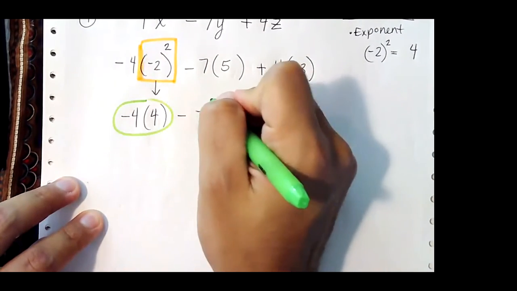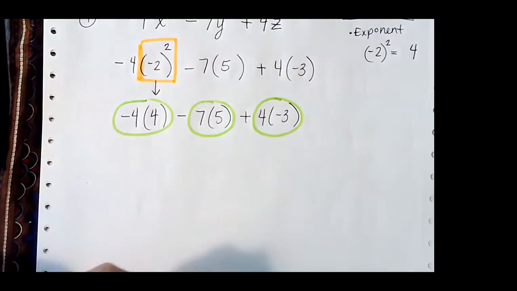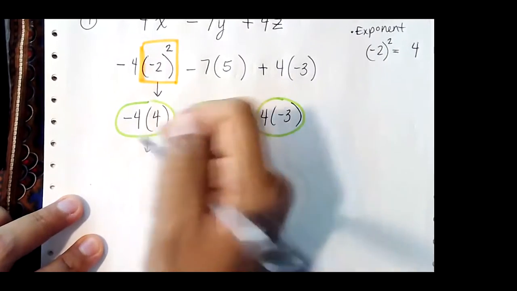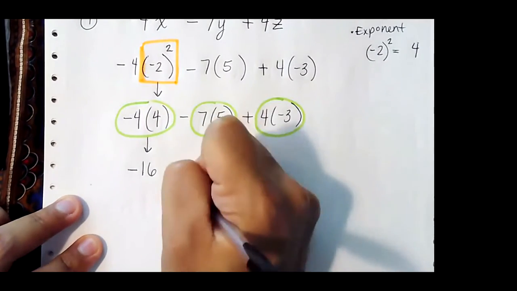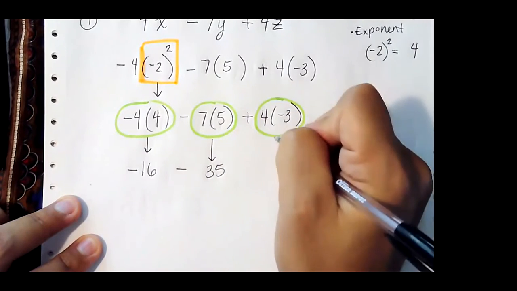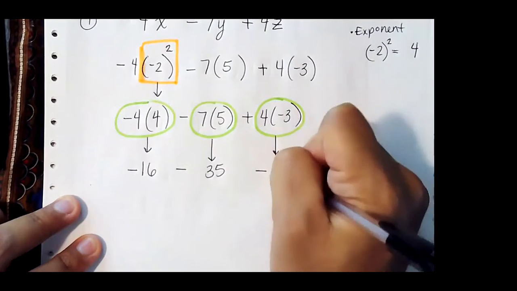Here, here, and here. And if I multiply this out, I should get -16. I'm going to put a minus sign down. I'm going to call this 35. And I'm going to call this -12.